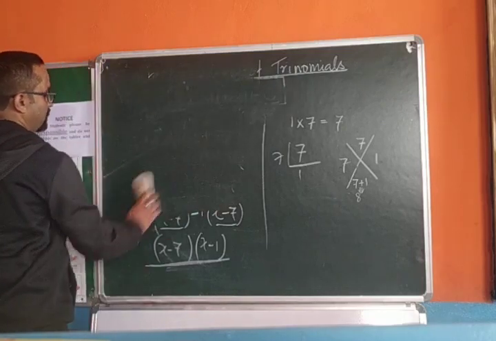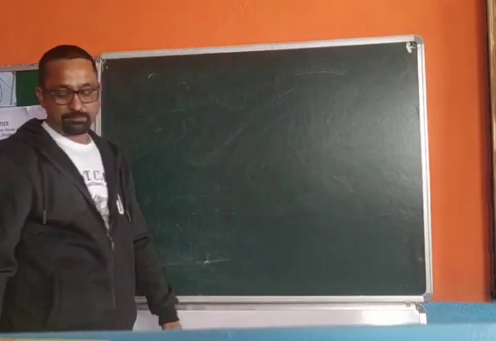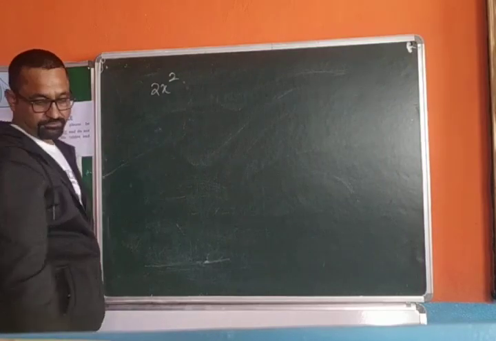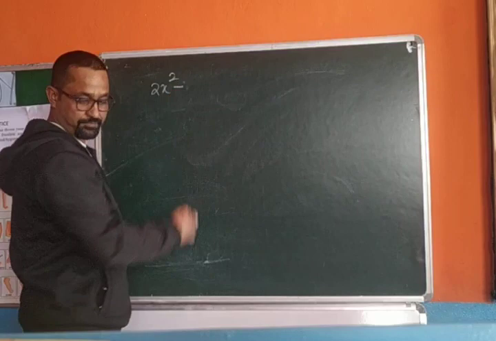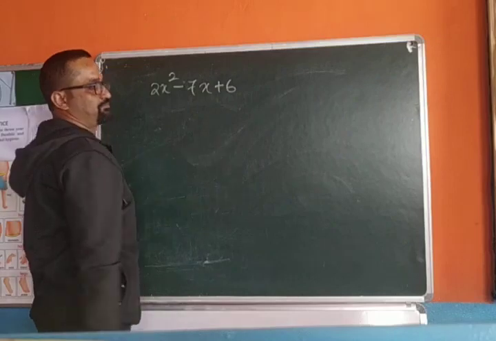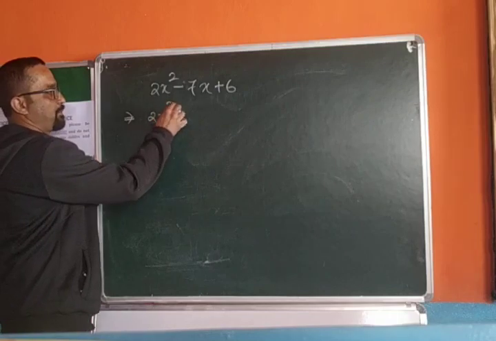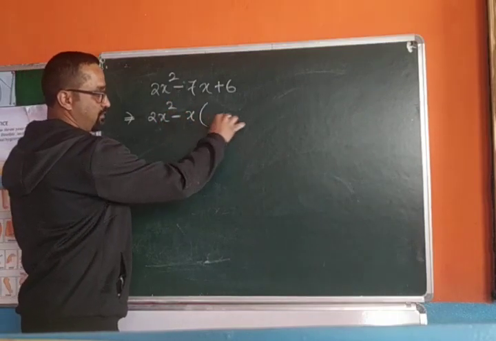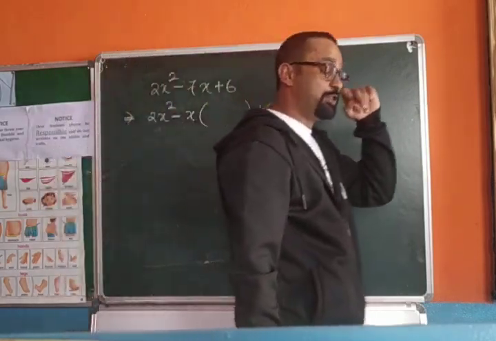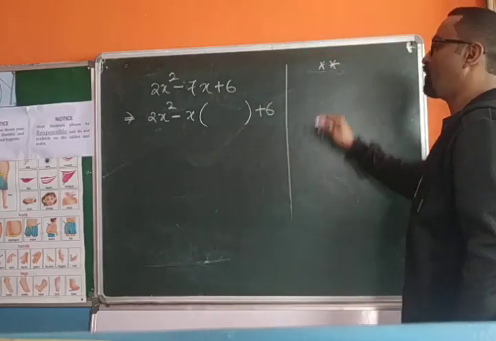Let's take the third example. 2x squared minus 7x plus 6. Similar steps. 2x squared minus x, bracket open, then close the bracket, 6. Now proceed with the calculation. And this calculation is very, very important.